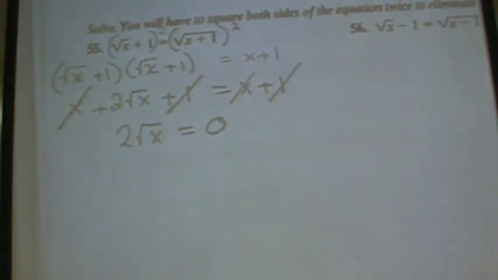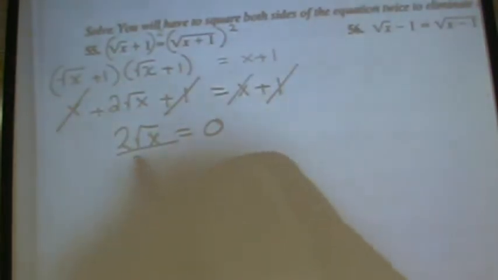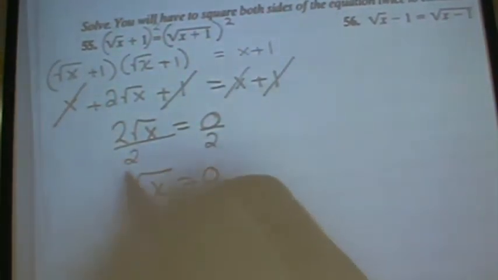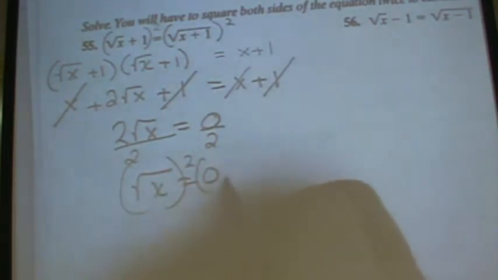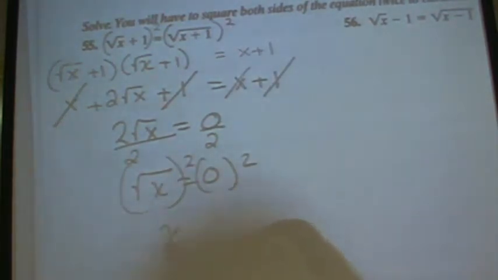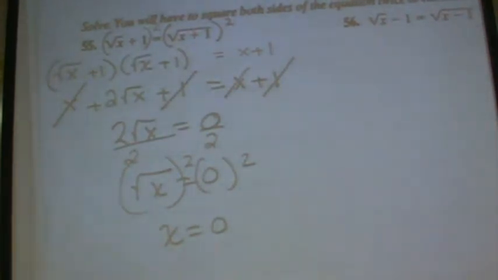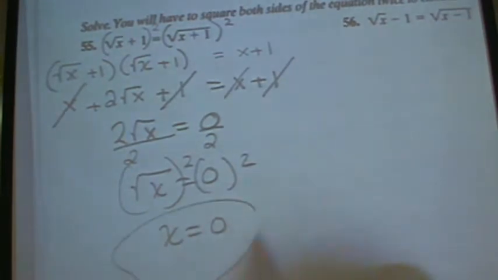Now you're going to divide both sides by 2. And then if you square both sides, this is where you have to square both sides again. And it does work. If you put 0 here, square root of 0 is 0. 0 plus 1 is 1. And 0 plus 1 is 1. Square root of 1 is 1. So 1 equals 1. This is a good answer.